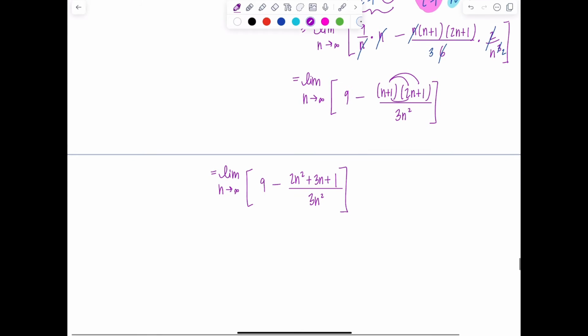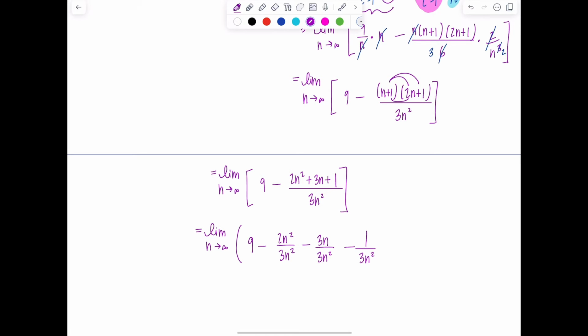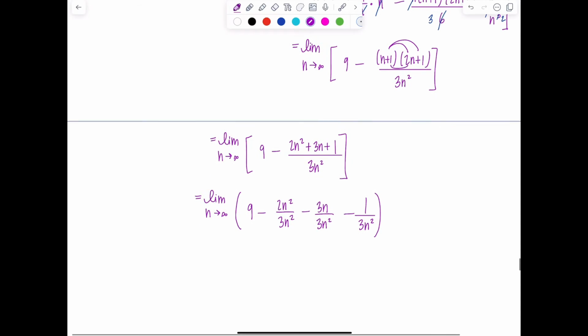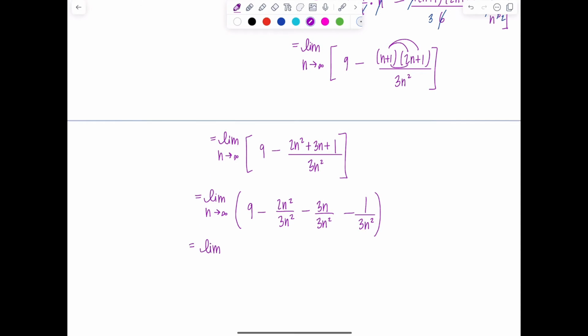And then I can split that 3n squared under each term in the numerator separately. Watch. So this is going to be 9 minus 2n squared over 3n squared minus, the negative distributes, right, 3n over 3n squared minus 1 over 3n squared. And then clean up a wee bit more. I'm not skipping any steps so we don't lose any of you. 9 minus 2/3 minus, well, the 3's cancel, so I could just write this as 1 over n, minus 1 over 3n squared.